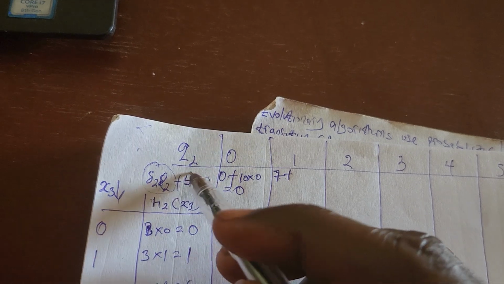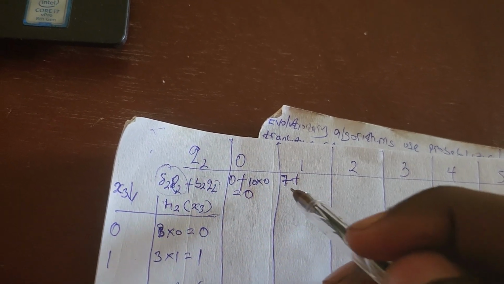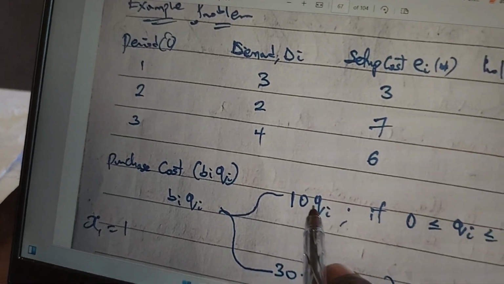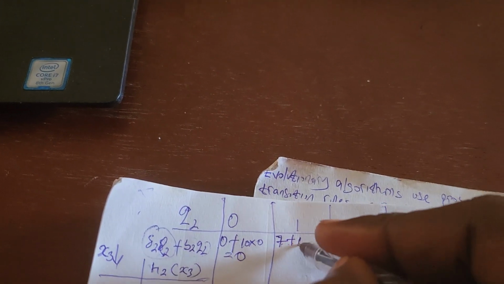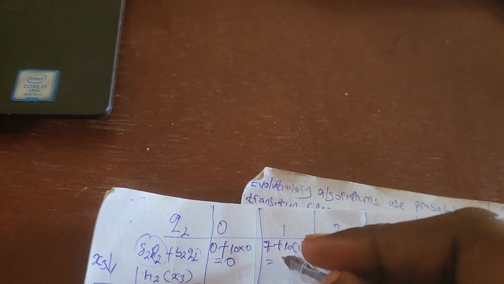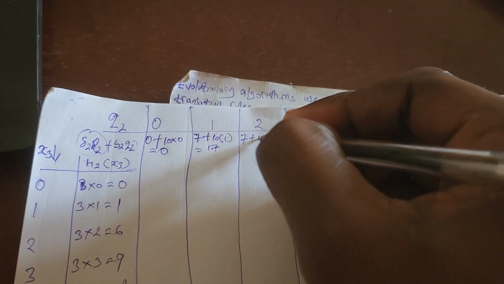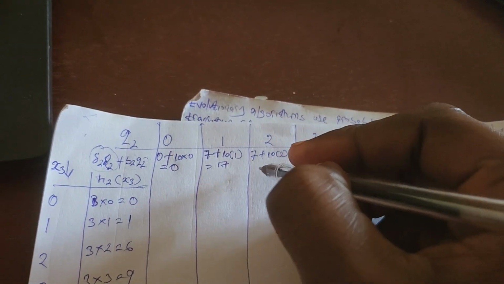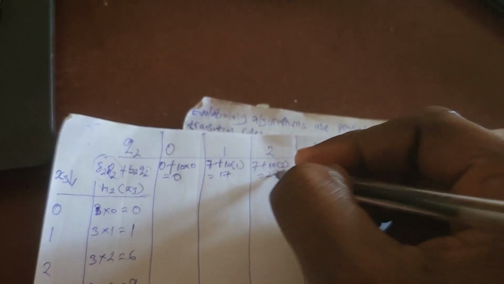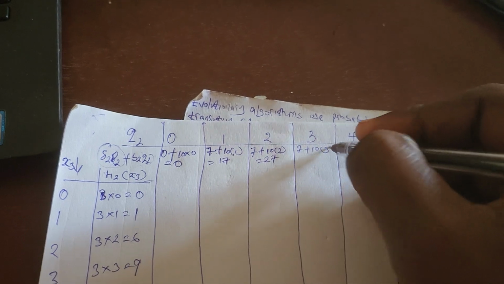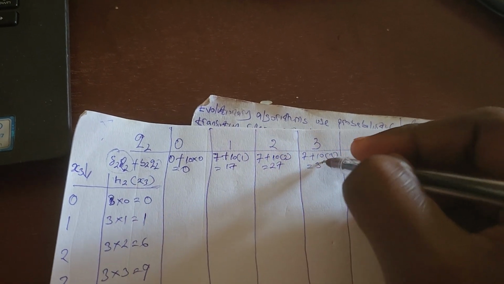Because for my purchase, my Q is still between 0 and 3, so I'm still going to maintain this expression here, 10Q. So 10 multiplied by 1, right? That's 17. For the next one, I have 7 plus 10 multiplied by 2. That's 27. 7 plus 10 multiplied by 3, 37.